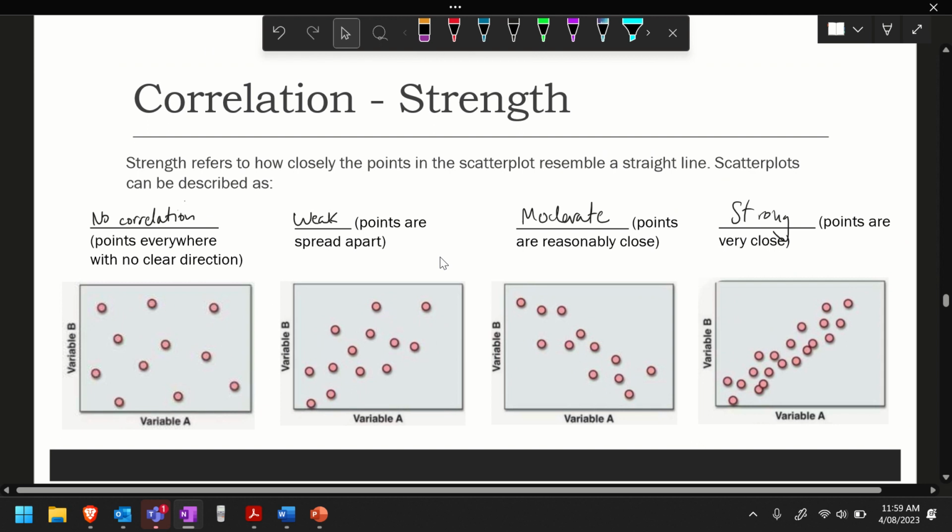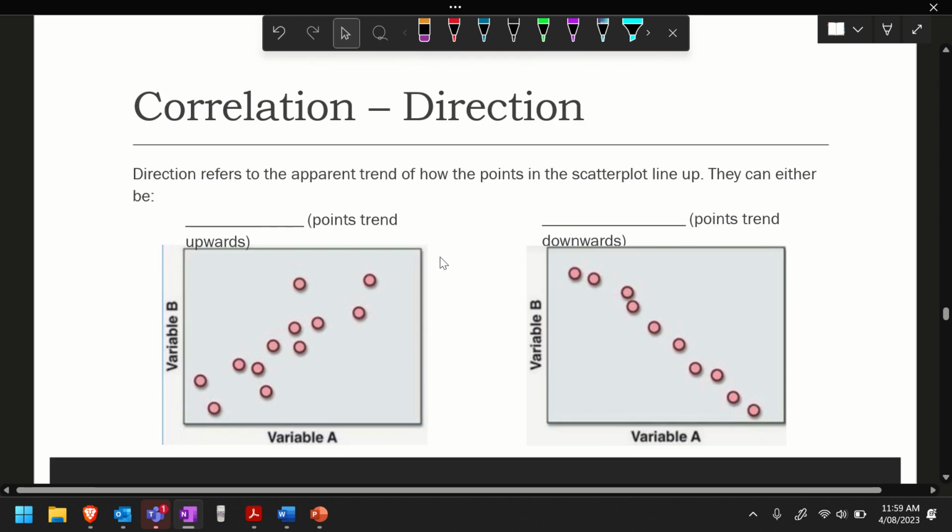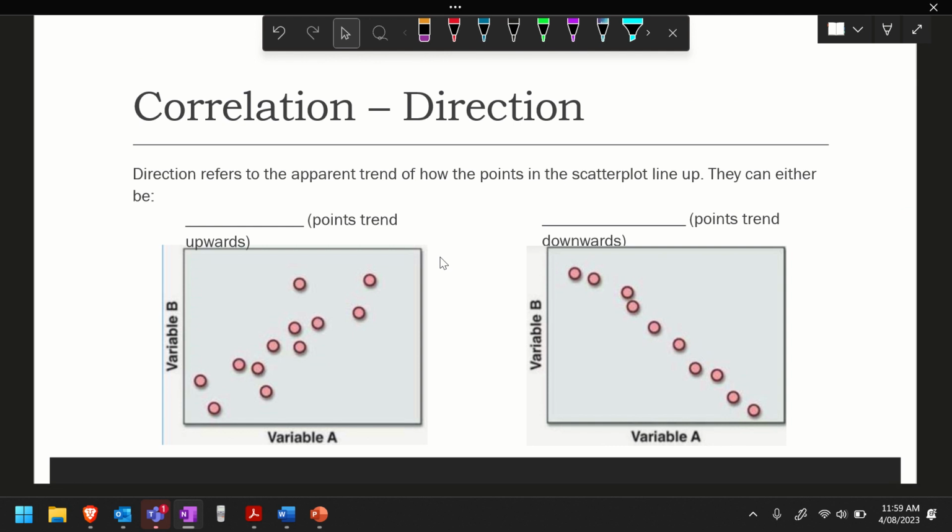So that's for strength. All right, let's look at direction. Really easy, yeah? Steph, have a look at the first one. What direction would this be going? So it's going upwards. So you're reading it from left to right, yeah? What direction is it going? Up. So if it's upwards, it would be, starting with P, positive. Good. So if it's upwards, it's a positive trend.